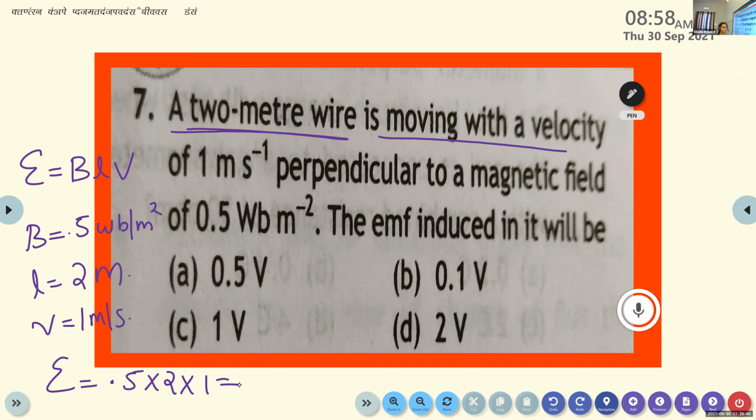Answer? Option C. It is 1 volt. Option C. Can we move to the next question? Yes.